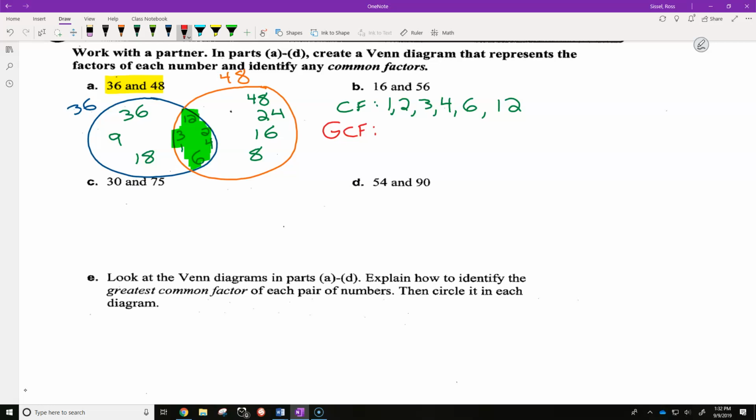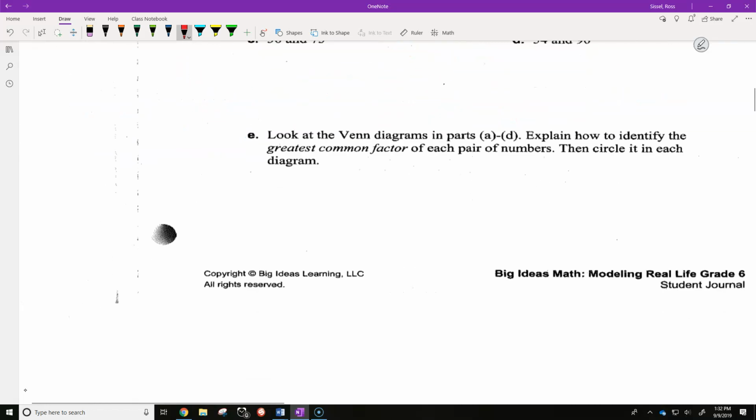Alright, so GCF. Now, of my common factors, 1, 2, 3, 4, 6, and 12, what is my greatest common factor? 12. Very good. Great comment, Peter. So when we thought 24 at first, Peter made the comment right away, but 24 isn't a common factor. Perfect. Right on point.